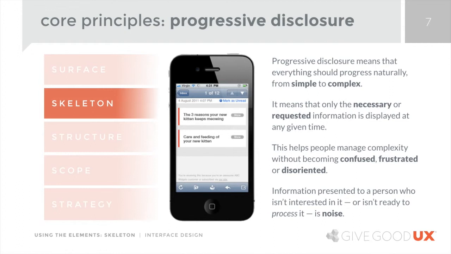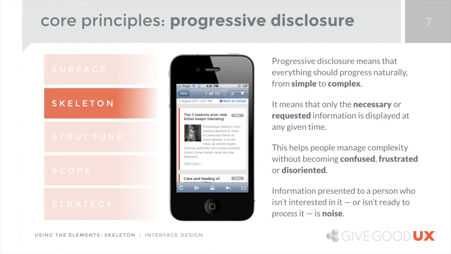Here's an example. Let's say we're looking at a blog on our phone about kittens. I have a new kitten and I need to know how to take care of it. So the first thing that I see, for example, is, okay, I've got 2 articles I can look at. The 3 reasons my new kitten keeps meowing, or care and feeding of my new kitten. If I make a choice, I choose the 3 reasons my new kitten keeps meowing. And, guess what? It drops down. I get a small sampling of the content that's contained in the article, right? That helps me make a decision as to whether that's what I'm looking for or not. At the same time, notice that the other article hasn't gone away. So my choices are still there.